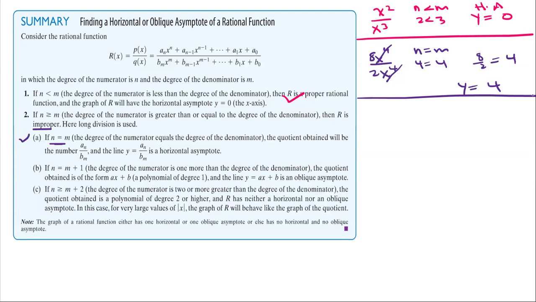The second one I'm going to skip for right now. Let's go to the third one. It says if n is greater than or equal to m plus 2, the degree of the numerator is 2 or more greater than the degree of the denominator, the quotient obtained is a polynomial of degree 2 or higher, and r has neither a horizontal nor an oblique asymptote. So if it has this condition, we don't have a horizontal or an oblique asymptote.